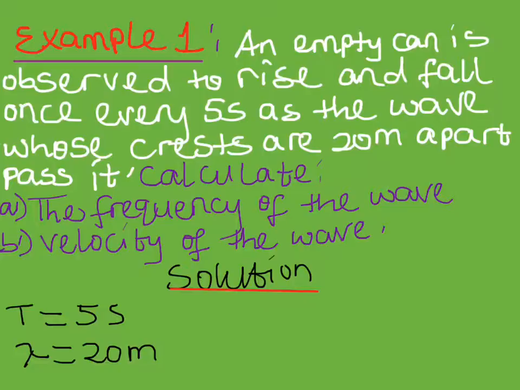Now, they said the crests are 20 meters apart. Wavelength is the distance from one crest to the next, or from one trough to the next. So this 20 meters gives us the wavelength. Now, from the period and the wavelength given, how can you get the frequency? Remember the 4 equations given under waves. Which equation can you use to calculate the frequency?